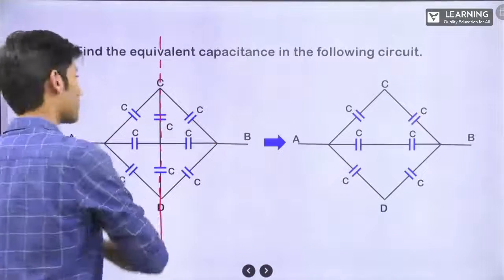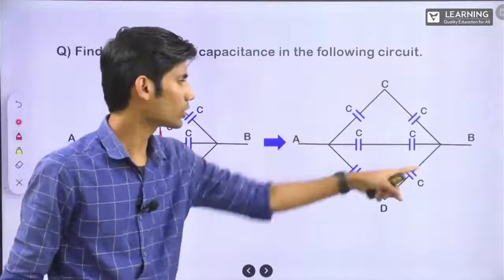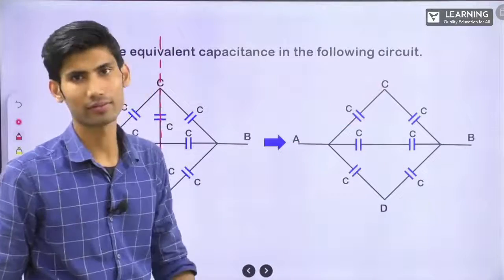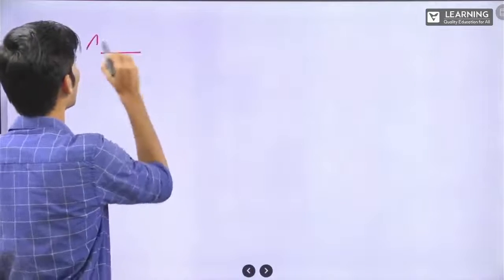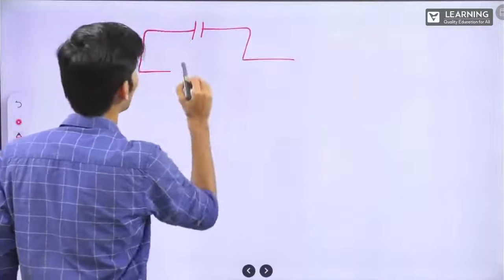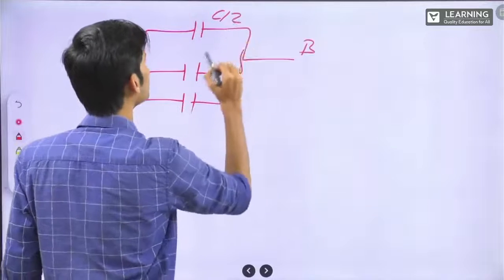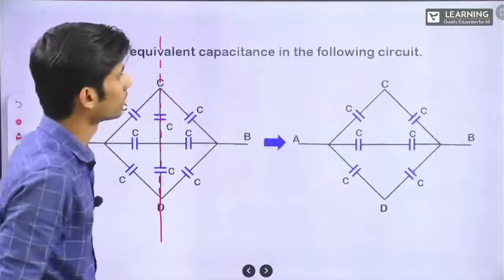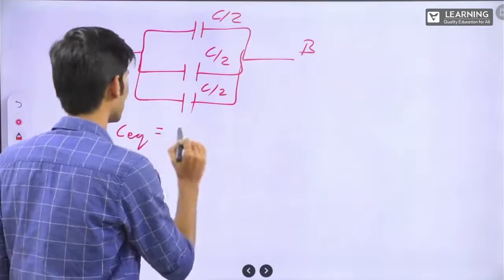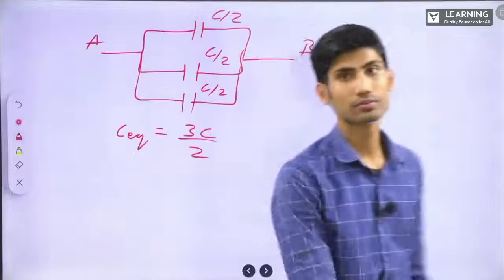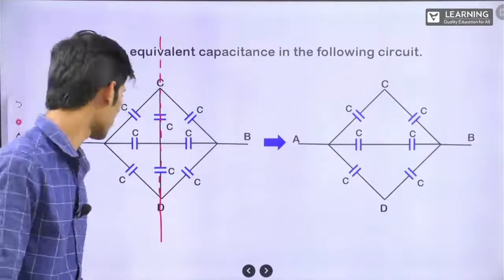So our motive is to make the question easy. So here if you see, this line is removed. Now see, these two are in series, these two are in series, these two are in series, and all the three arms are in parallel. You can easily do this. Fine. It will be, okay, A, B. It will be C by 2, C by 2, C by 2. Correct? So this will be C equivalent is equal to 3C by 2. Fine. Note down.